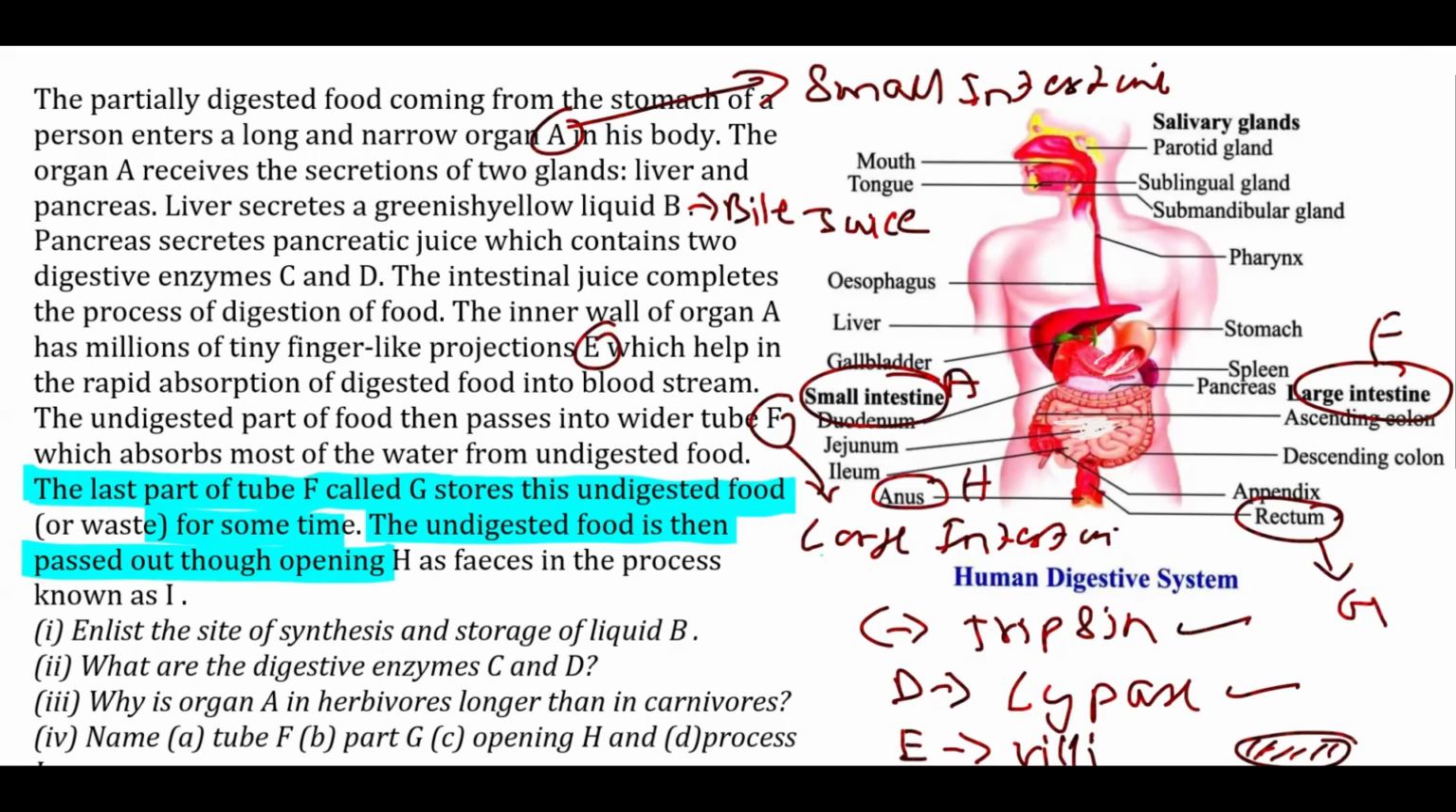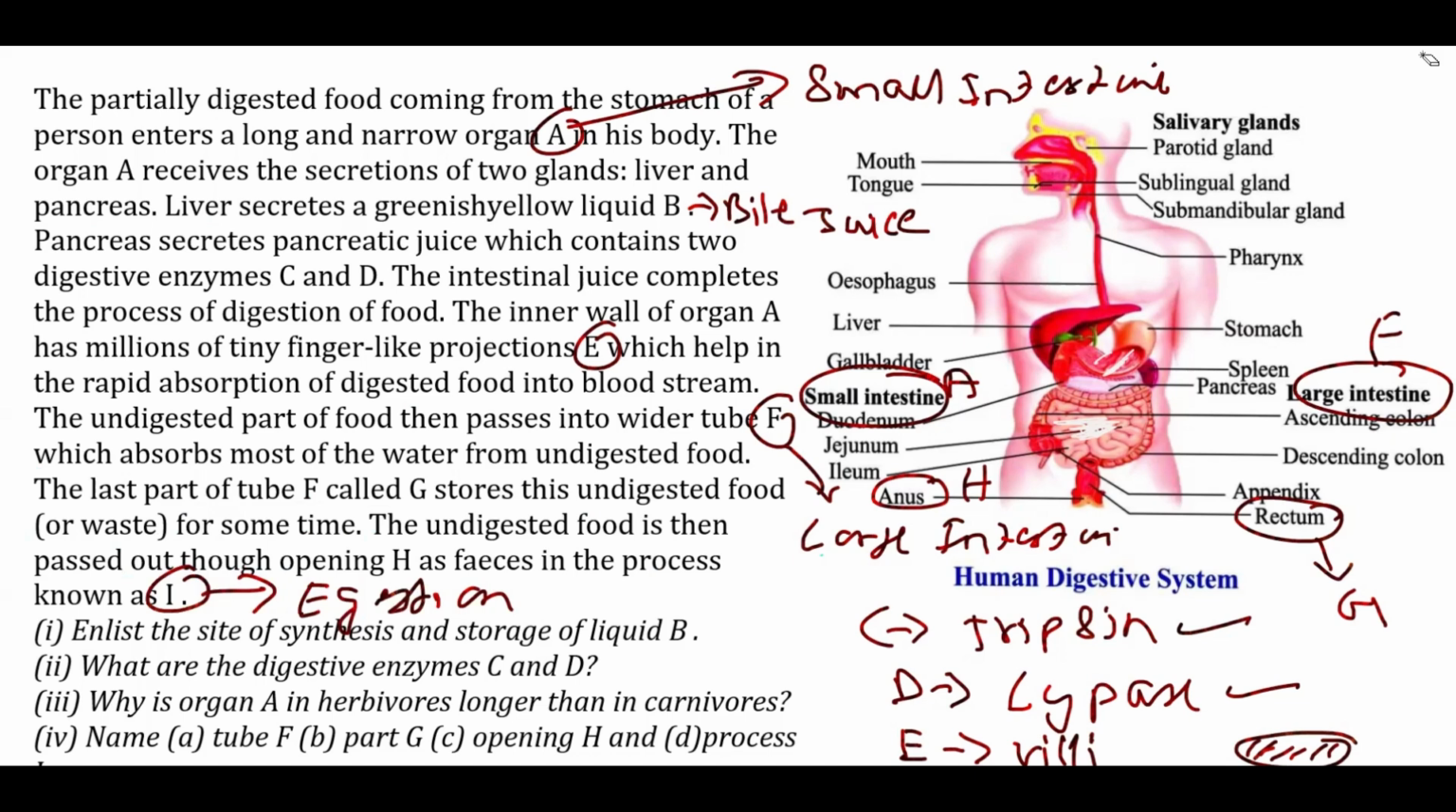If I read further, H is the anus, and the feces are removed in the process known as E. Most of you write it's excretion. It's not excretion. This process is called egestion. That is, removal of undigested food from the body is called egestion and not excretion. Okay, if I read the questions now, it's a turn for the questions.